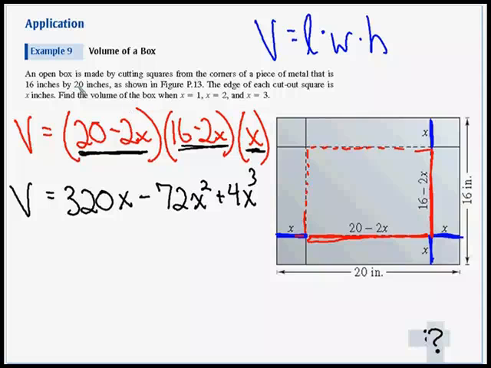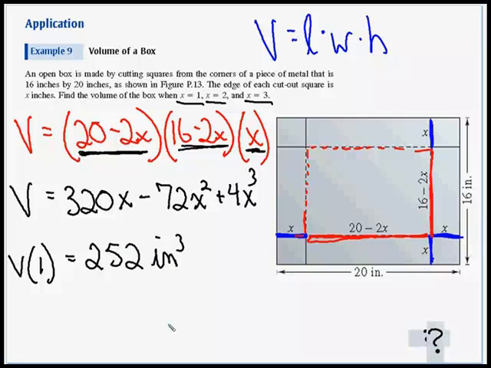And what they asked us to do is find the volume when x is 1, find the volume when x is 2, and then find it again when x is 3. Well, the volume, if we plug a 1 in for x, we'd have 320 times 1 minus 72 times 1 squared plus 4 times 1 to the third. And we crunch all those numbers, and we get 252 cubic inches, inches to the third power. So if we make the box 1 inch high, we're going to have that as our volume.